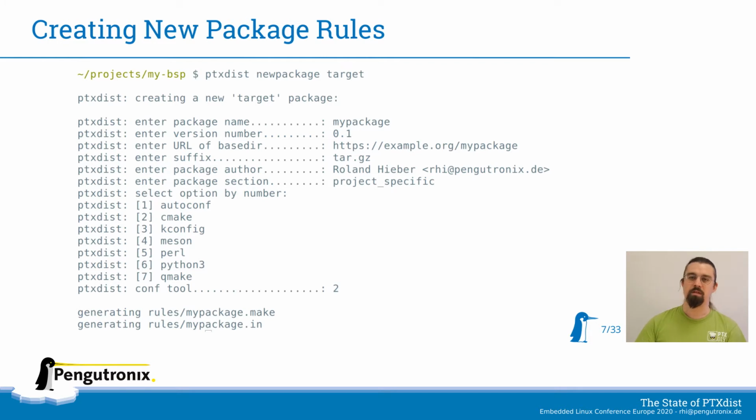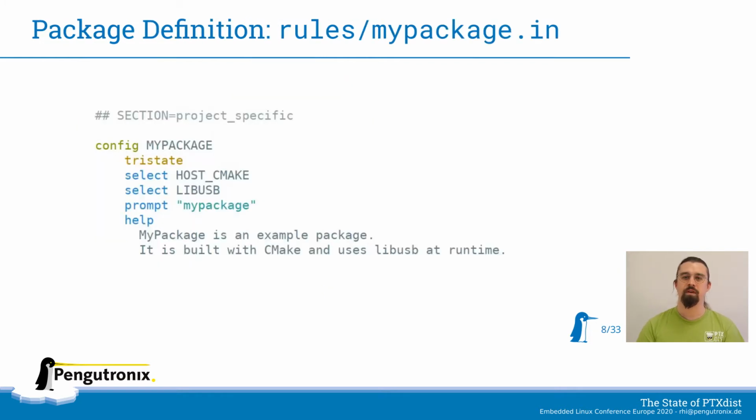Let's have a look at the in file first. This is standard Kconfig language. In this case, we're first defining the section for PTXdist so it knows where to include it. In this case, it's project specific, but you could also have one of the categories that I was showing on the previous slide, for example, editors or communication utilities.